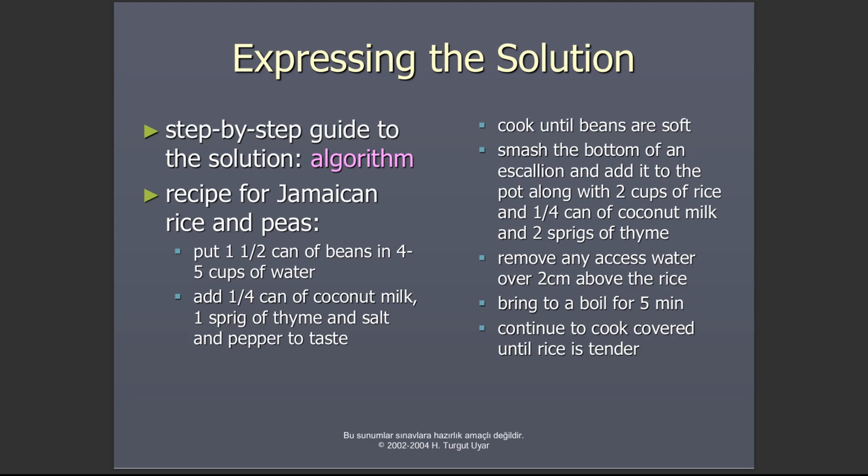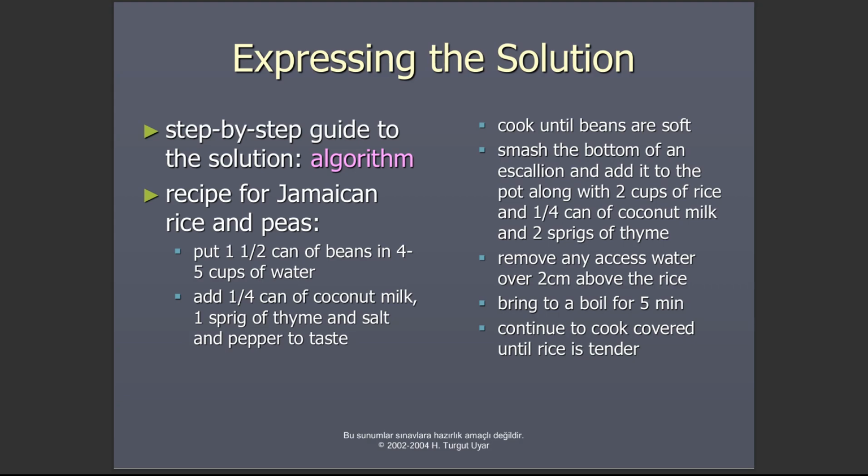Pot, and put 1/2 can of beans in 5 cups of water. Add 1/4 can of coconut milk, a sprig of thyme, and some salt and pepper. Cook until the beans are soft. And 4, smash the bottom of a scallion and add it to the pot with 2 cups of rice, 1/4 can of coconut milk, and 2 sprigs of thyme. 5. Remove any extra water if it is more than 2 centimeters above the rice. Bring to a boil for 5 minutes. Continue cooking, covered, until rice is tender.